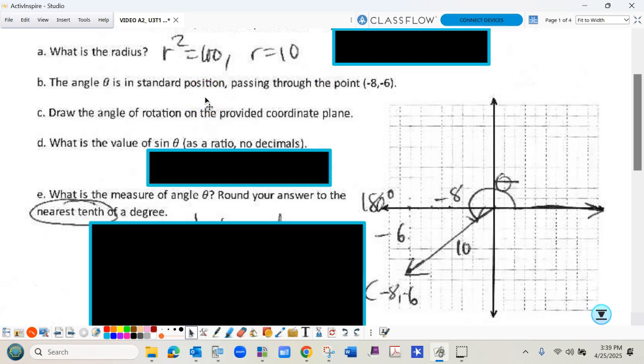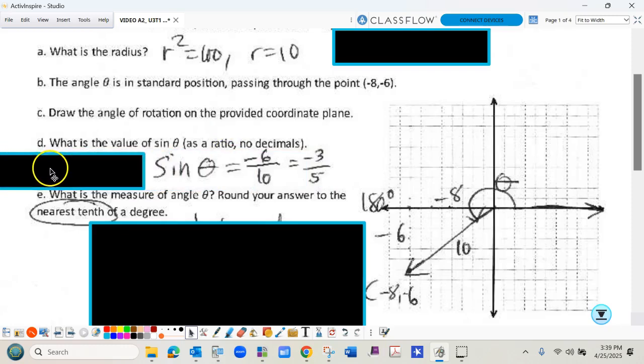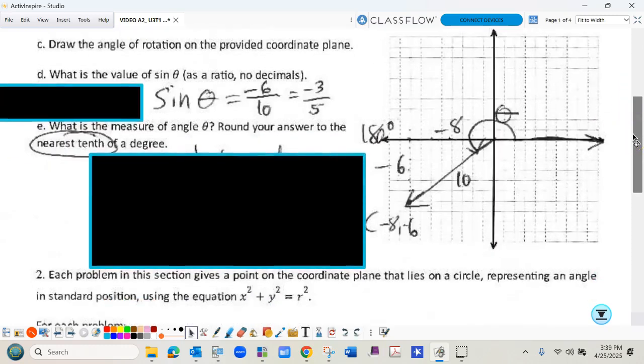I have both a y value, which is -6, and a radius, which is 10. So I can do a sine ratio of y over r, which is -6 over 10, which reduces to -3 over 5. If I'm doing the measure of angle theta, that is the rotational angle.